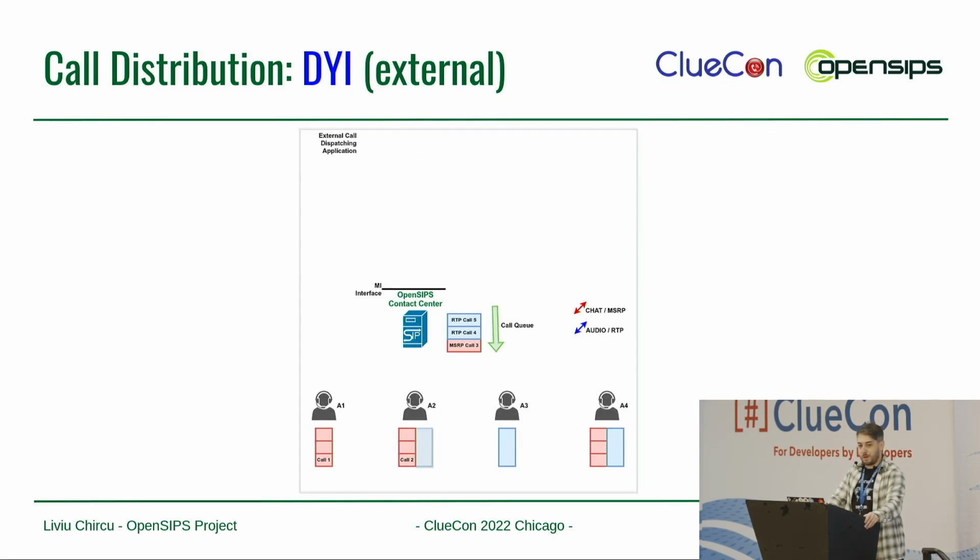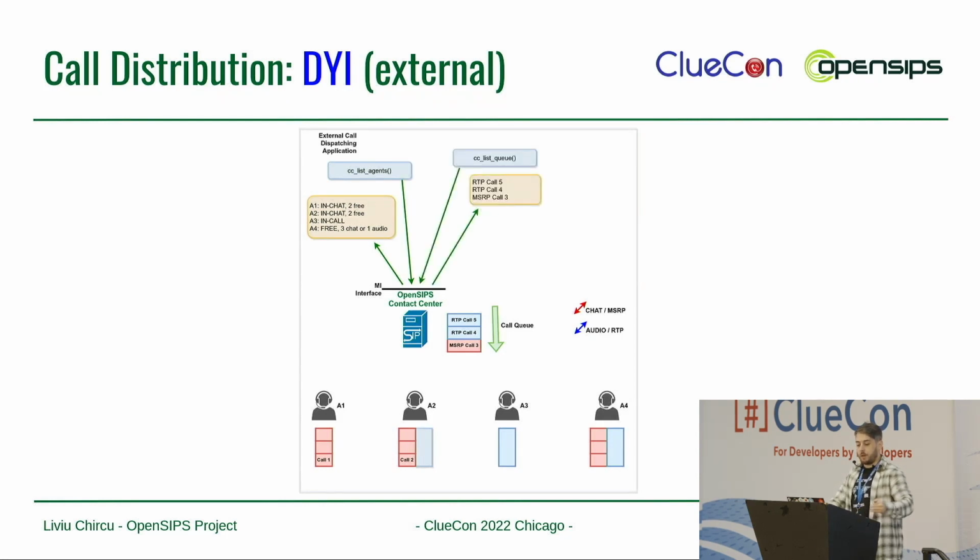There are some management interface hooks, so you can fetch the list of agents, see how many of them are free, what kind of slots they have, and then you can fetch the list of queues. These commands, like list queues, are already there. But now we gave you this, sorry, my font is too small here, the dispatch call to CC agent function, where you decide how the queue is to be consumed.